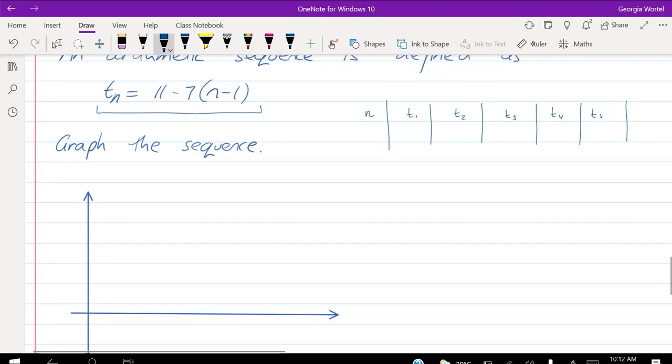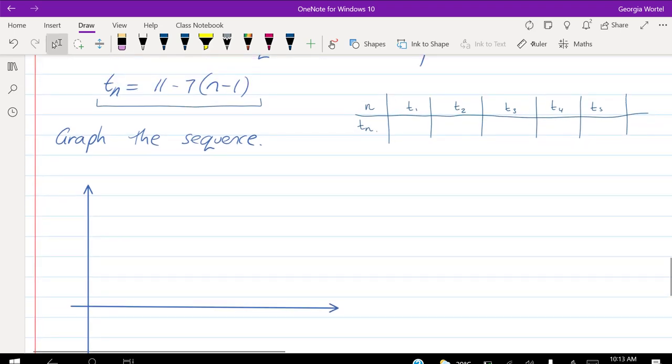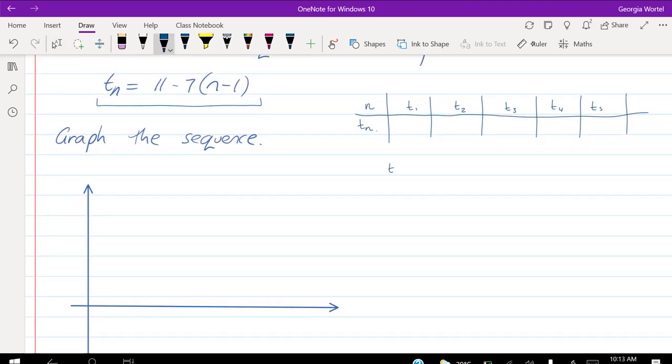So that's the number term I'm on, and my actual value is, for T1, let's sub in 1. My equation is 11 minus 7 times by n minus 1. 11 minus 7 times by 1 minus 1, which is 0, is 11.